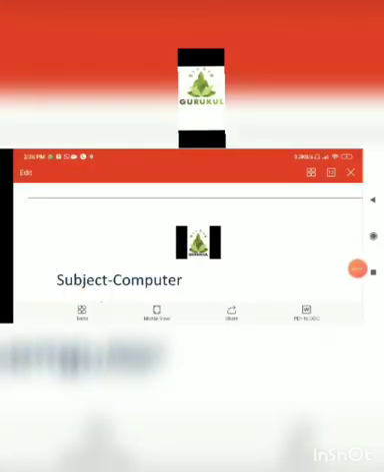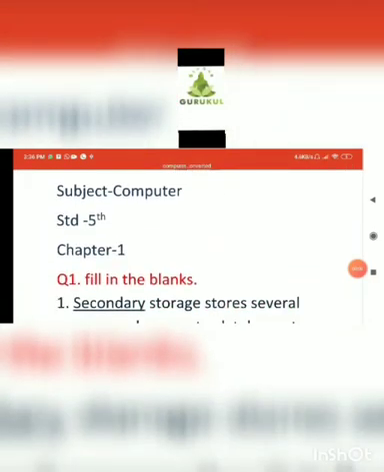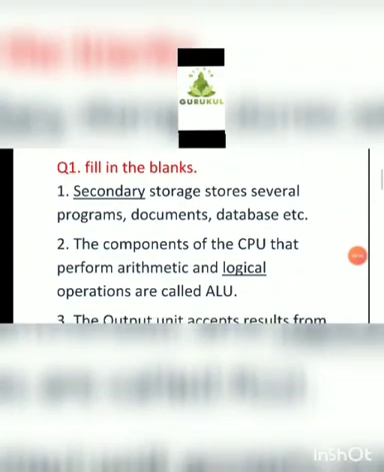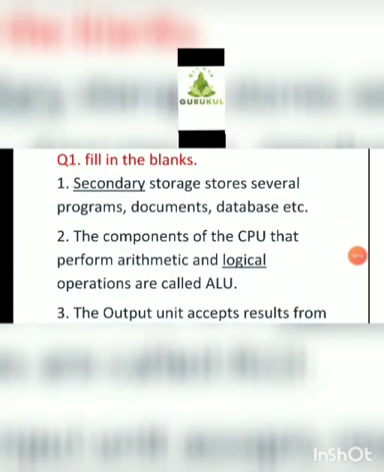Welcome back, kids. So we will continue with the exercise of lesson number 1. Fill in the blanks once again. Dash storage stores several programs, documents and database, etc.